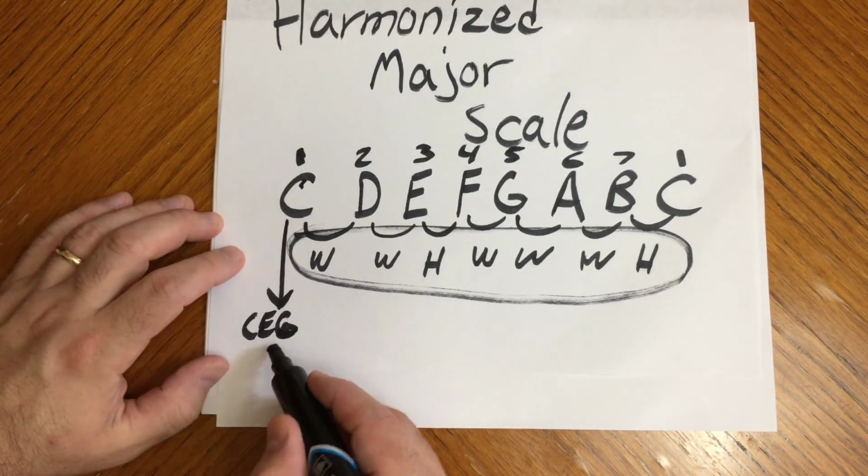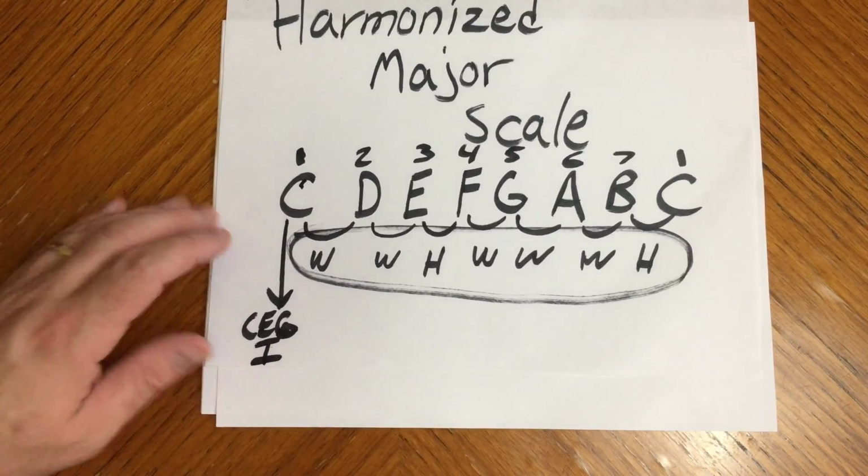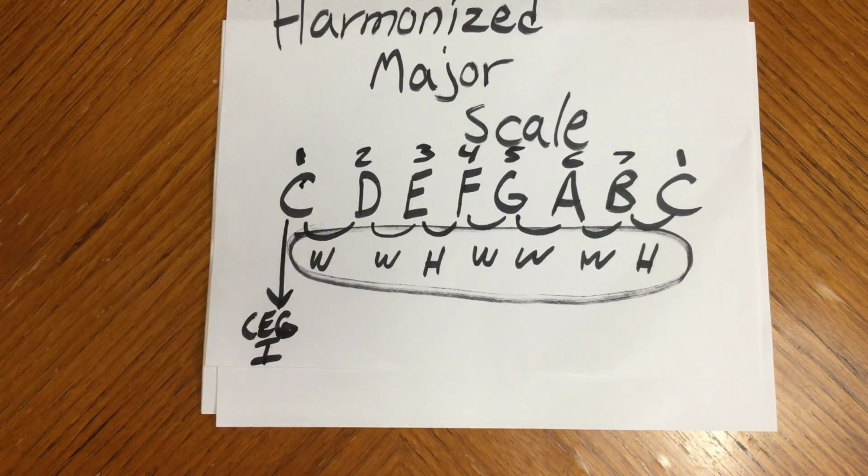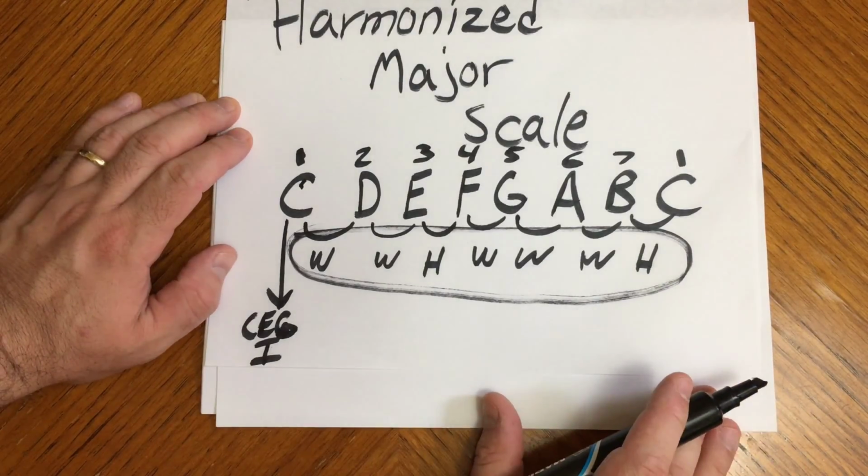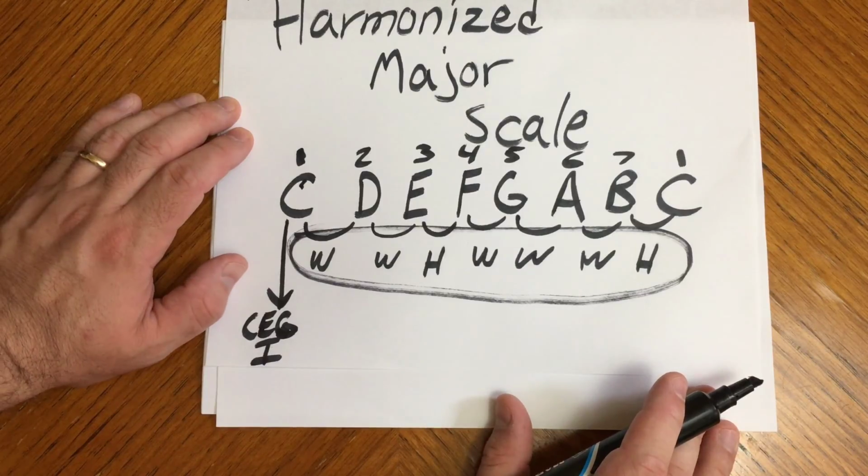And this is what we call the one chord. Capital Roman numeral. There are different ways that people do it. This is the way I learned. And that's our one chord. How do we get our second chord?